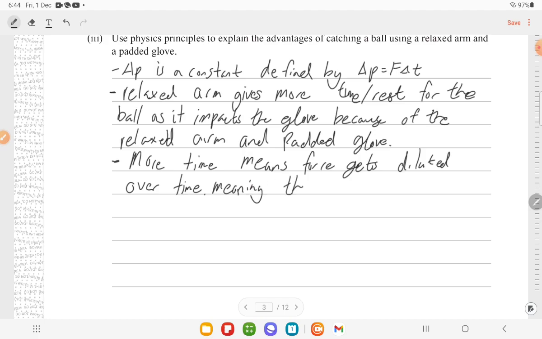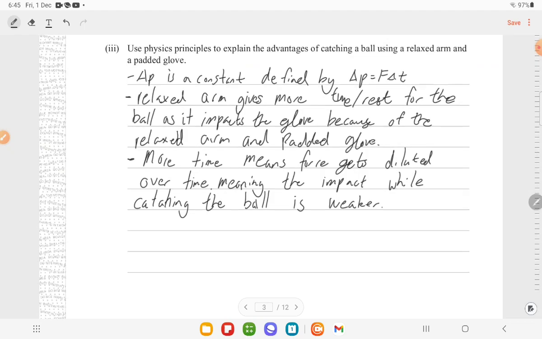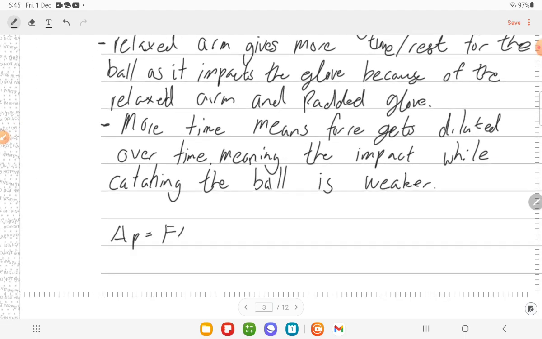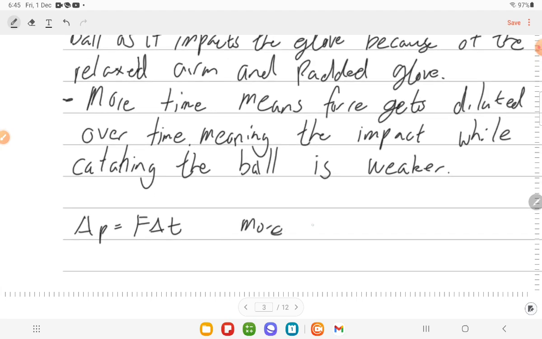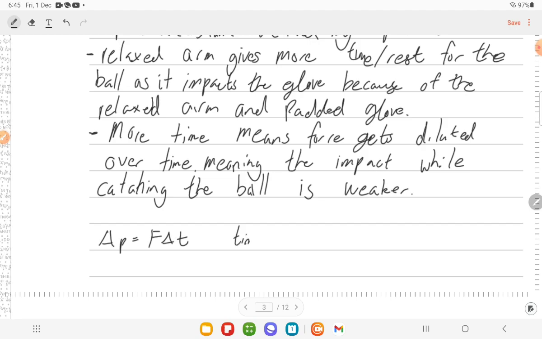Meaning the impact while catching the ball is weaker. And then I guess we can just write change in p equal to force times change in time. More time going up will result in force going down.